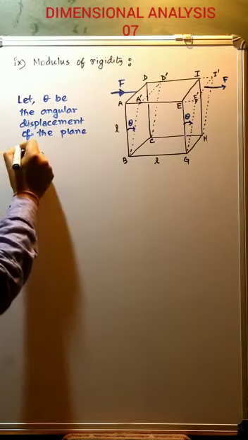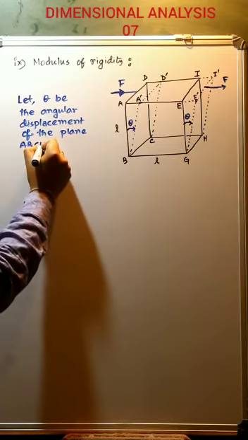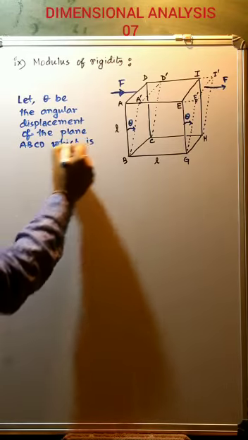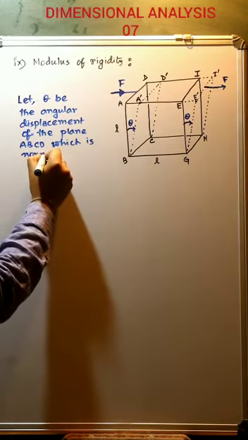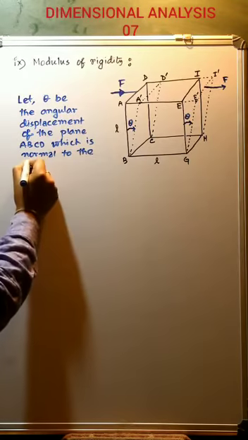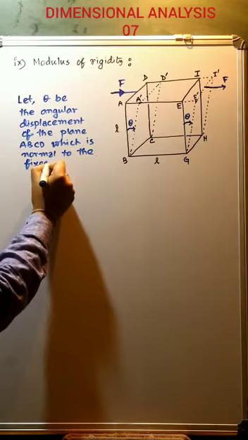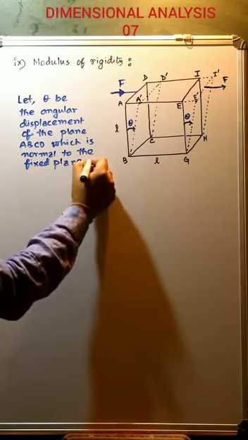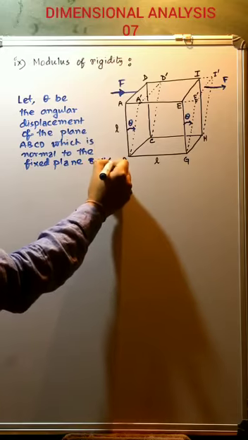Which plane? Of the plane ABCD, which is normal to the fixed plane BCHG.